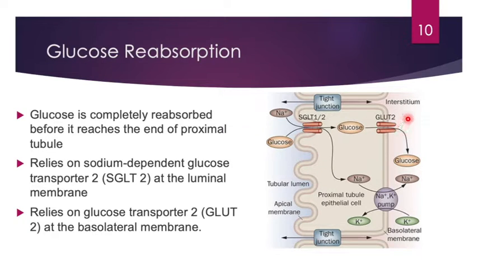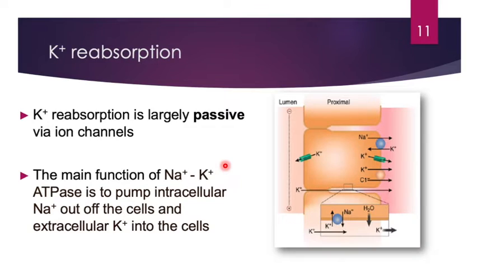GLUT2. The reabsorption of potassium at the proximal tubule is mostly via passive diffusion. There is also sodium-potassium ATPase pump that pumps sodium out of the cells and potassium into the cells. But then, the higher level of potassium in the cells will cause potassium to diffuse out of the cells, either into the lumen or into the interstitium or blood.